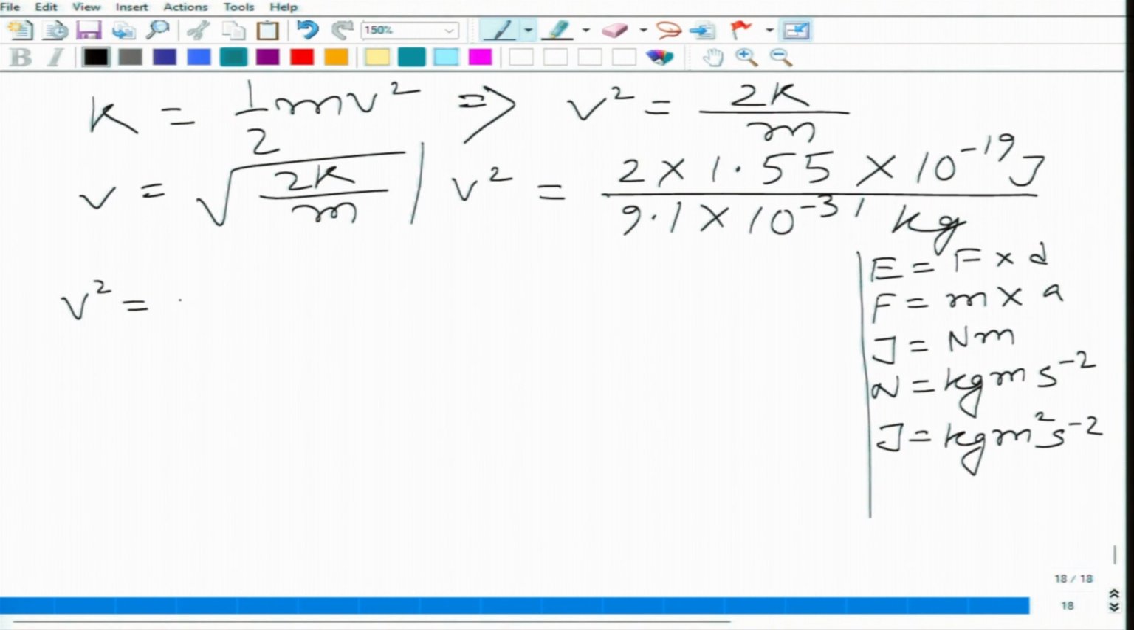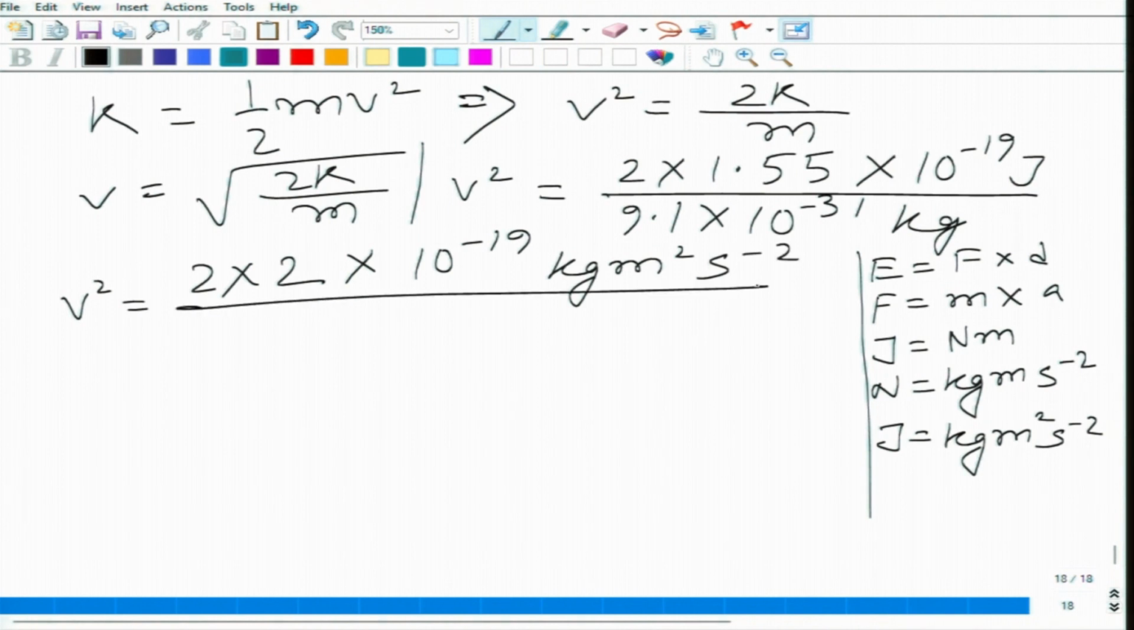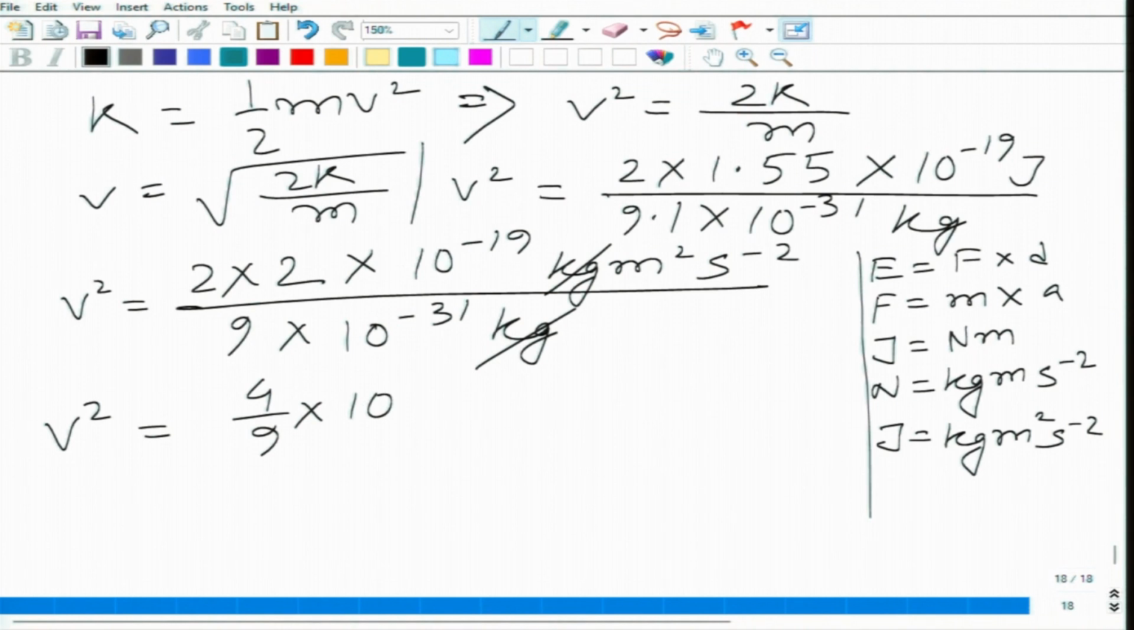So v square is equal to, since we will have to calculate the square root, let's take these figures in round numbers. 2 into 1.5 can be rounded up to 2 into 10 to the power minus 19 kg meter square second to the power minus 2 by 9.1, which can be considered as 9 into 10 to the power minus 31 kg. So kg and kg cancel. So we have v square equal to 4 by 9 into 10 to the power minus 19 plus 31, so this comes as 12. 10 to the power 12 meter square second to the power minus 2.